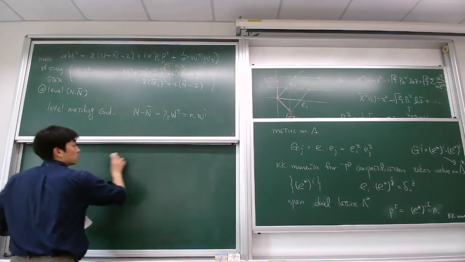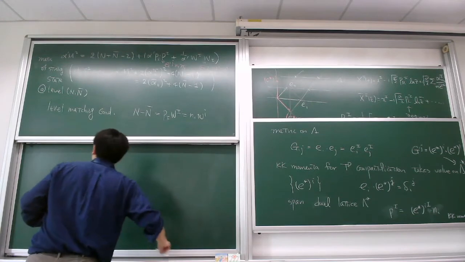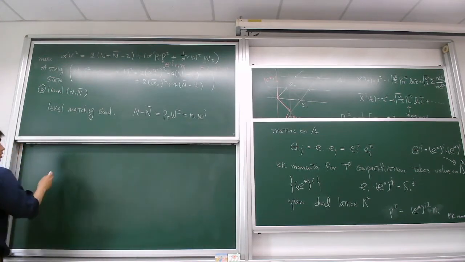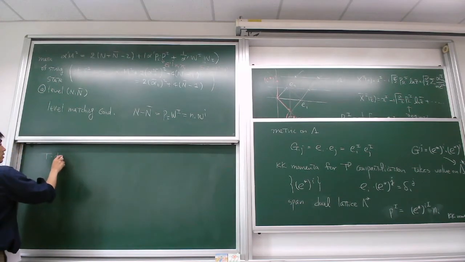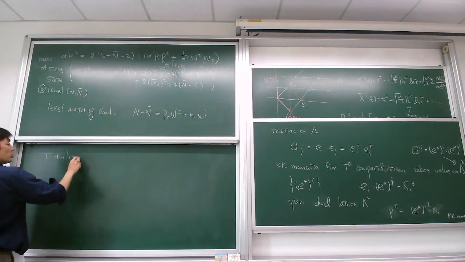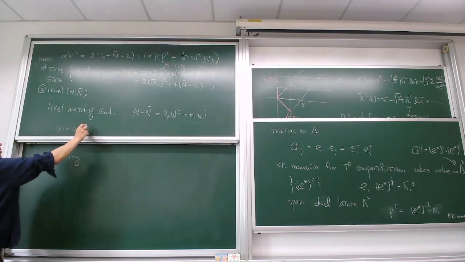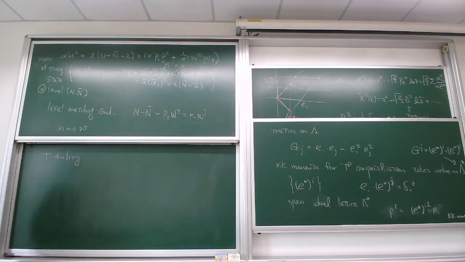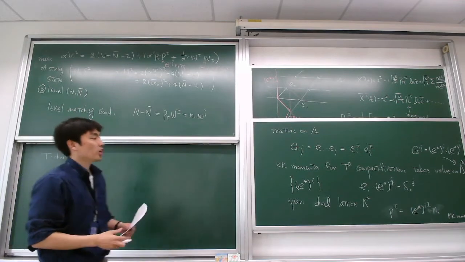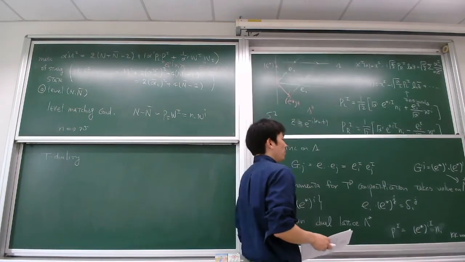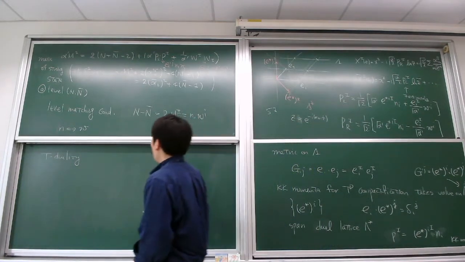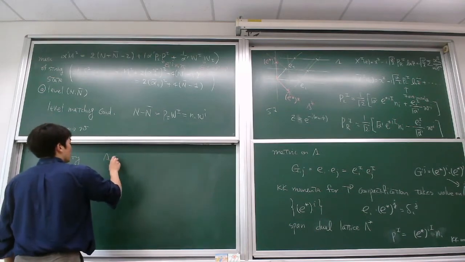And one can consider the same thing for T-duality. As you can easily imagine, in one dimension it exchanges n and W. Okay, so n and W, which means that for the higher-dimensional case you just exchange the lattice. T-duality, you just exchange lambda and lambda star.